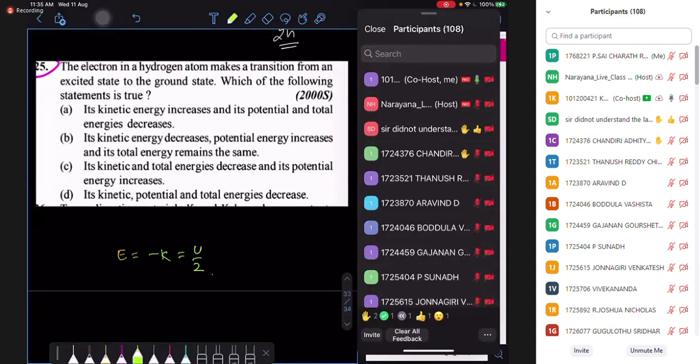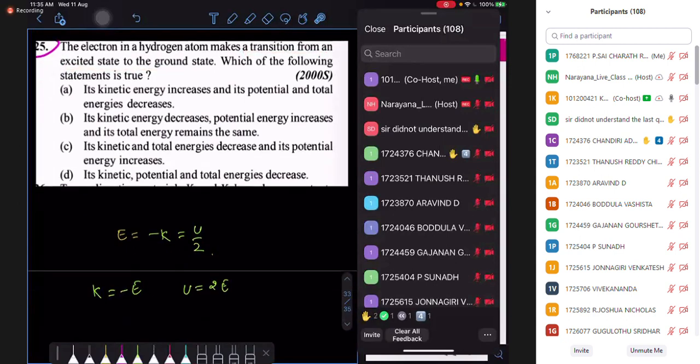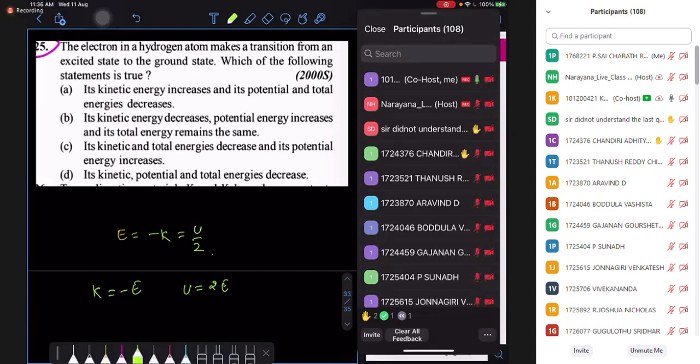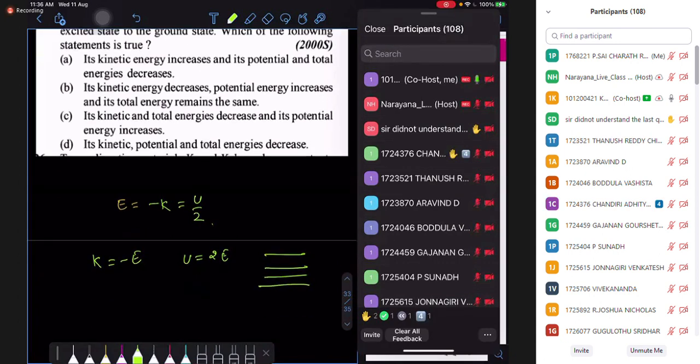So what is my kinetic energy? It is the negative of the total energy. Potential energy is twice the total energy. So he said that you are making a transition from the excited state to the ground state. In this process, what happened to my total energy, is it increasing or decreasing? If you think of the magnitude, making a jump downward, the magnitude of the energy is increasing.